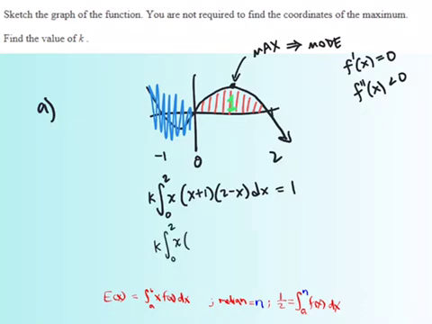I'm going to leave the x, and I'm going to FOIL this. That would be negative x squared minus x plus 2x, so that'd be plus x plus 2 dx. I want that to equal 1. So I'm going to distribute the k and an x, which will give me the integral from 0 to 2 of negative kx cubed plus kx squared plus 2k. Now remember that k is a constant.